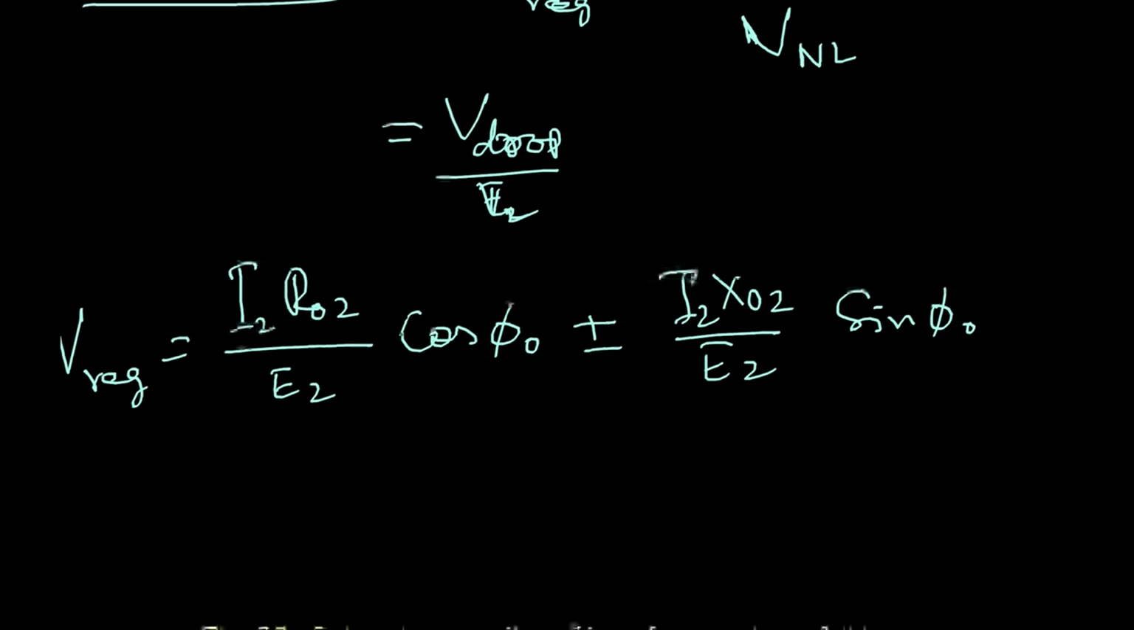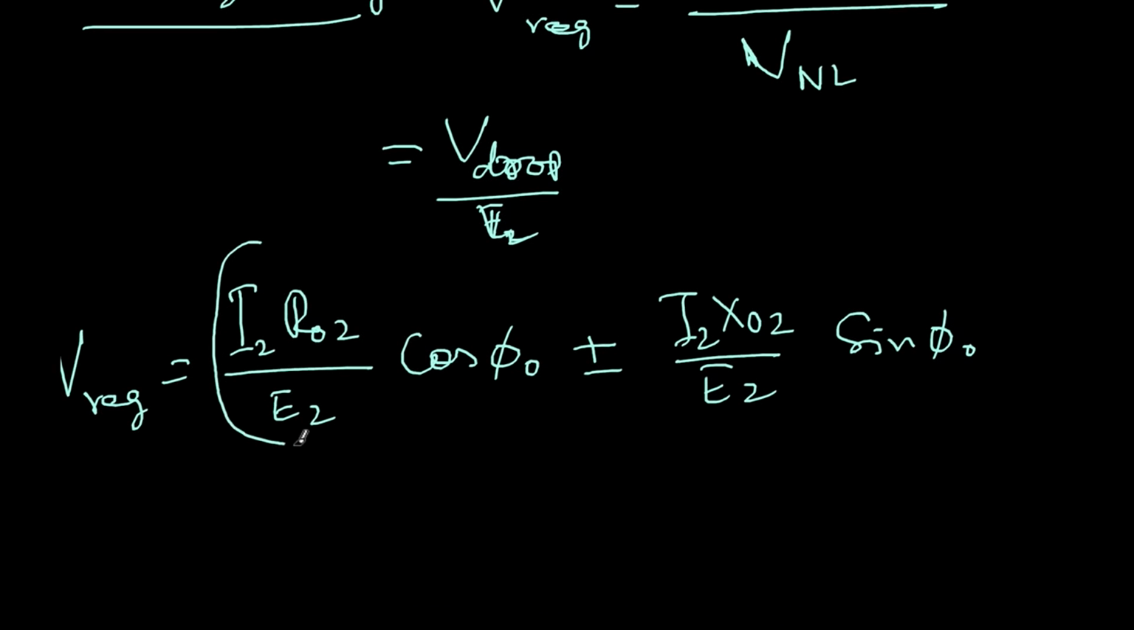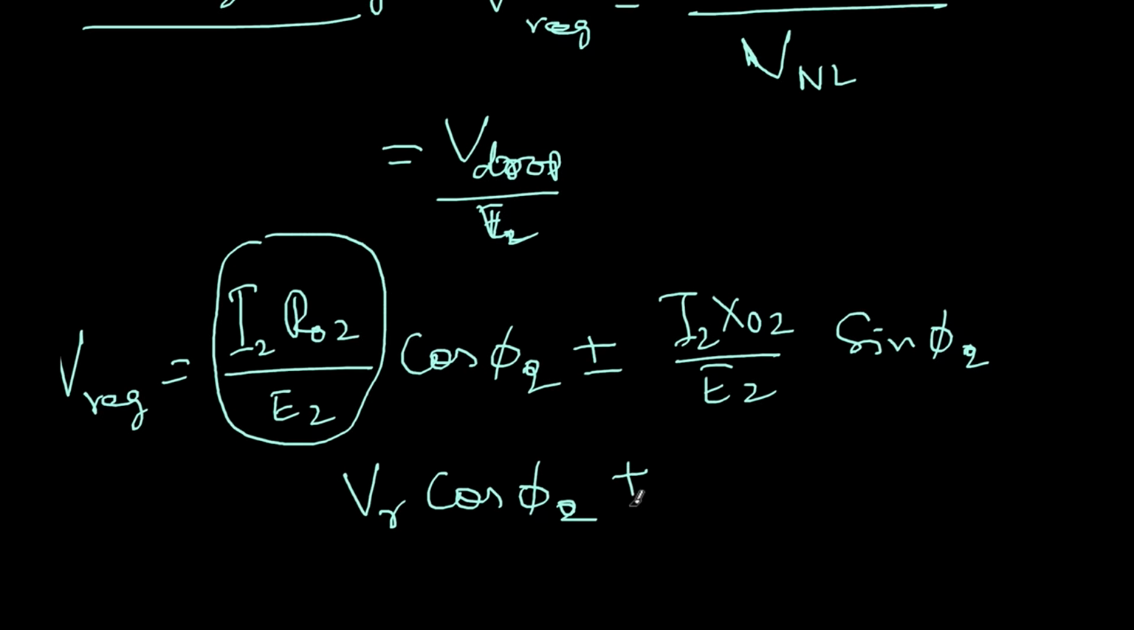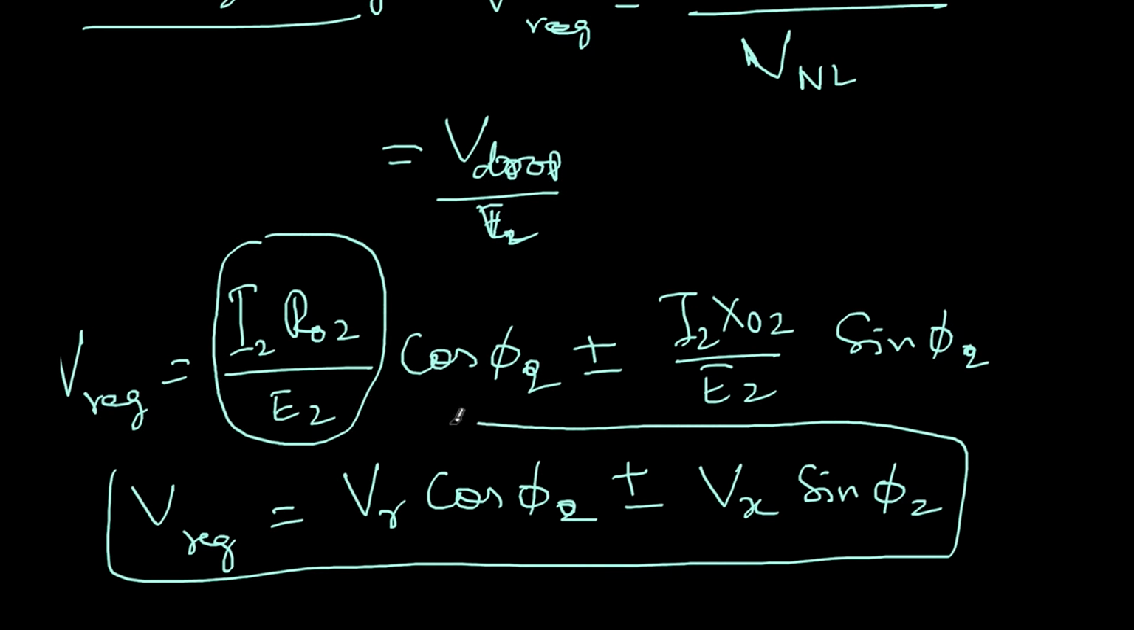So the problem is here I can define this. What is this? This is actually percentage voltage drop because of the resistance. Let's define it as VR cos phi 2, plus or minus, this is percentage reactance drop because of the reactance. So this is nothing but Vx sine of phi 2. So this is my voltage regulation. This is the formula for voltage regulation.